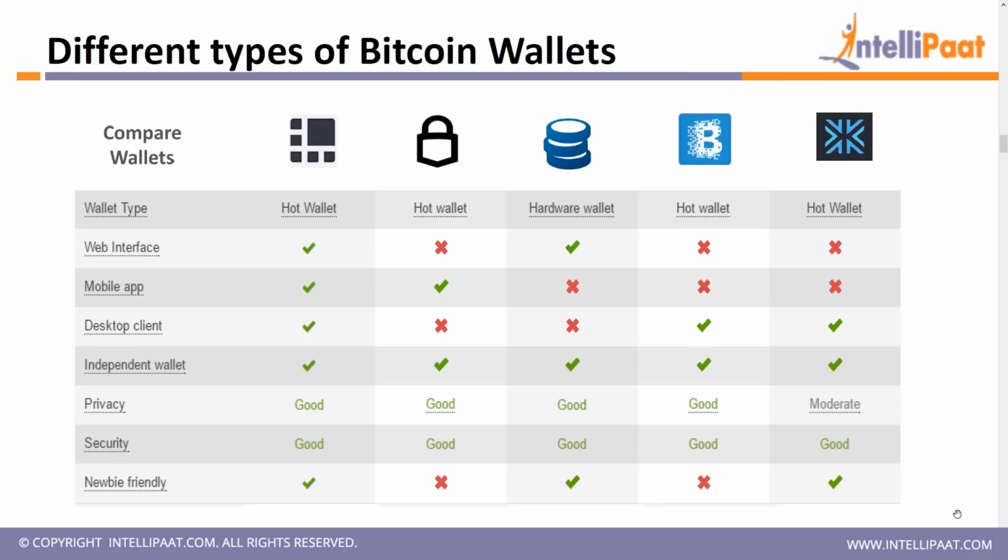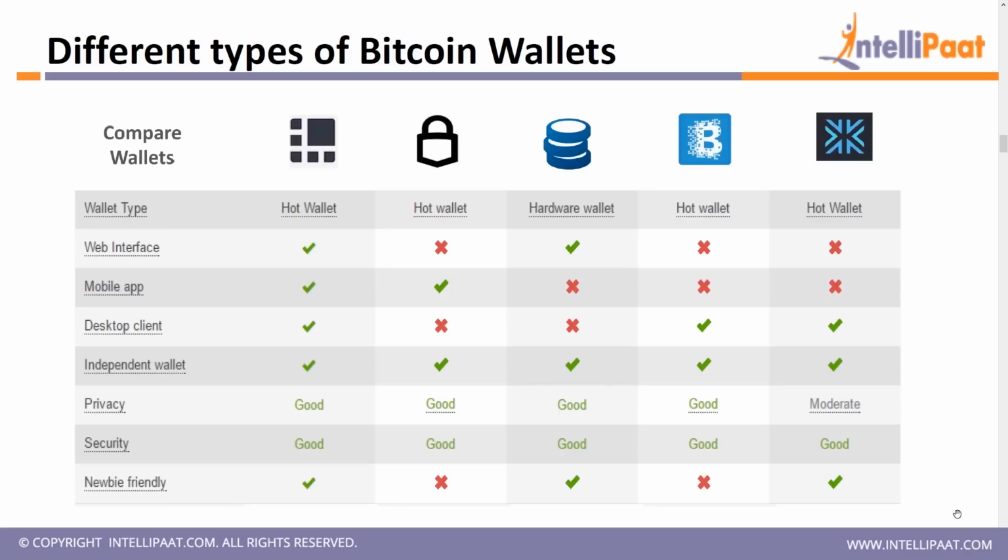If you see here, we have web interface, mobile app, desktop client, independent wallet, privacy, security, newbie friendly. All these criteria and features can be compared against each kind of wallet available. We can have hot wallet, we can have hardware wallet, we can have multiple types of hot wallets to store our Bitcoin or payments.